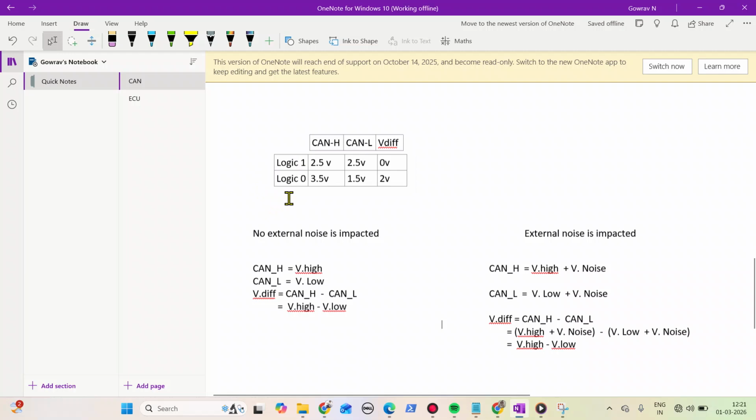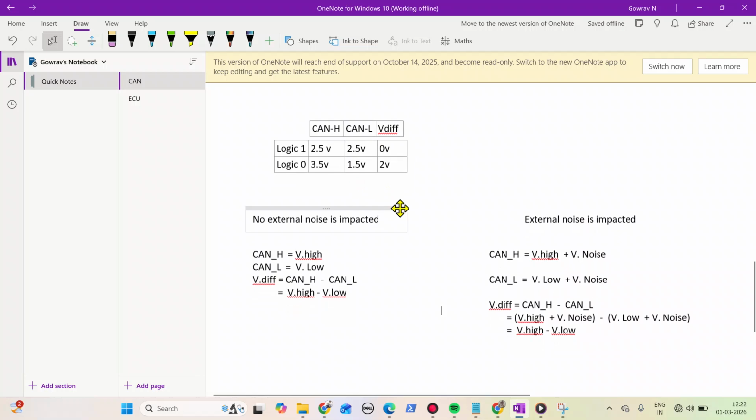If the transmitter wants to transmit logic 0, then the transmitter has to keep 3.5 volts in CAN high and 1.5 volts in CAN low. At the receiver side, the receiver will read this 3.5 from CAN high and 1.5 from CAN low, and it will take the difference of these. If the difference is 2 volts, then the receiver will think that logic 0 is transmitted. This is how they have implemented the CAN protocol.